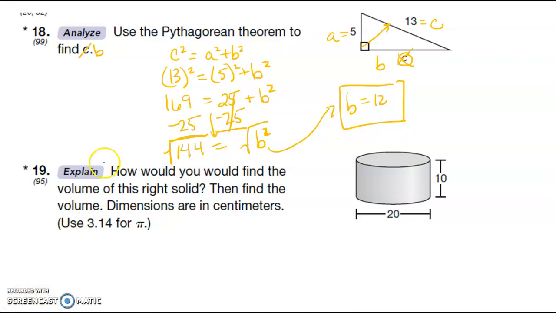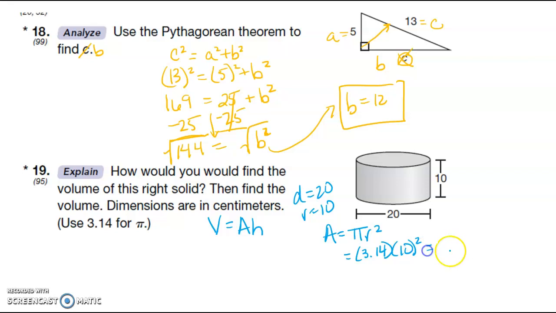Let's change colors. How would you find the volume of this solid? So volume is equal to the area of the base times the height. The area of a circle is pi r squared. My diameter here is 20, so my radius is going to be 10. 3.14 times 10 squared is 3.14 times 10, is 314.